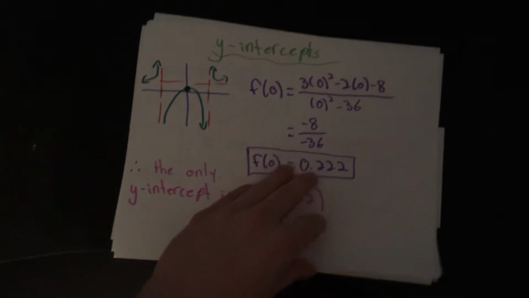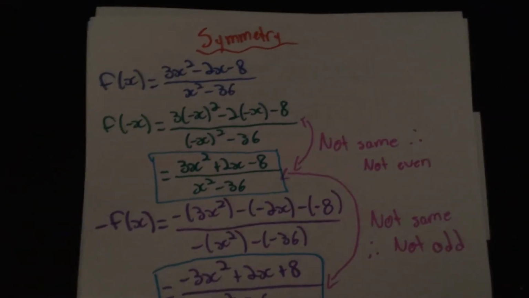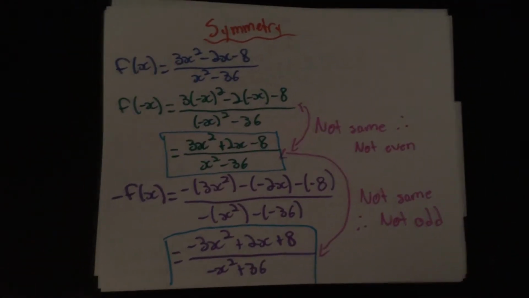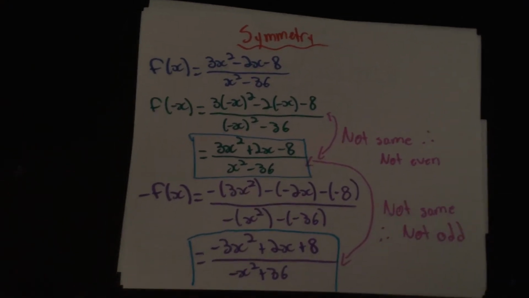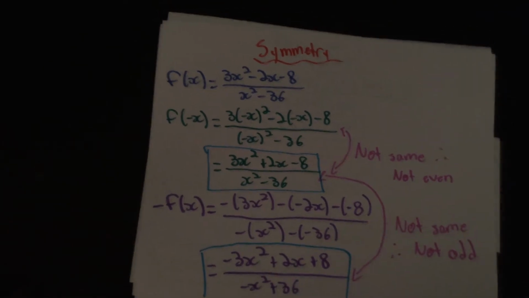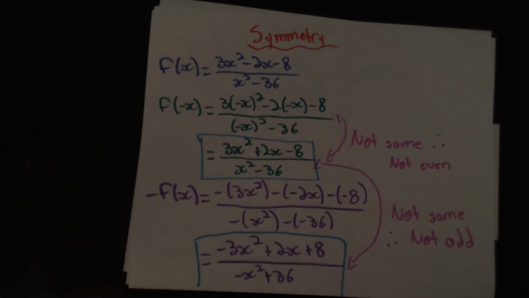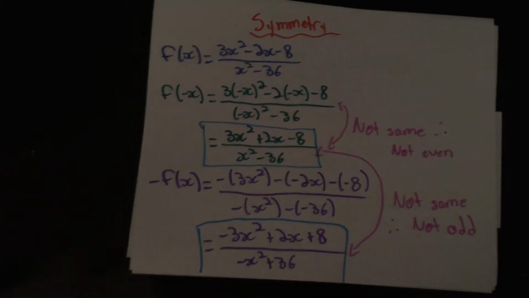There is no symmetry with this function because to find an even symmetry, sub in x as −x, and this f(−x) function does not give the same function as the original. And to find odd symmetry, you flip the sign of each and every term, which also doesn't give the same as the original function.